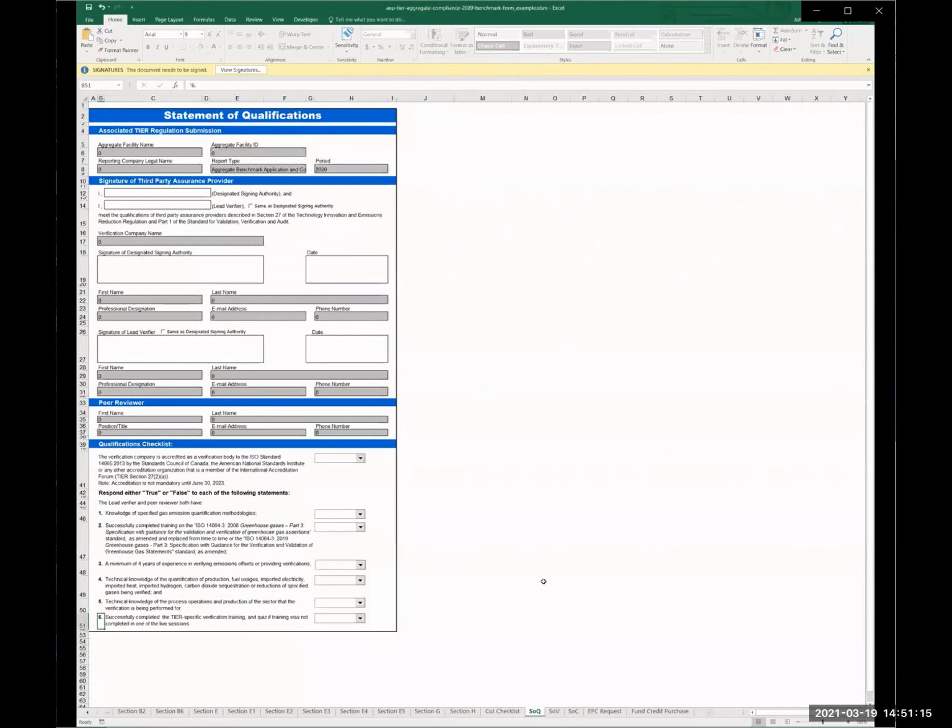The statement of qualifications should be filled out by both the designated signing authority and the lead verifier of the third-party assurance provider, where these may be different individuals. It attests to the qualifications of the lead verifier and the third-party assurance provider, and a signed copy should be included in the verification report.